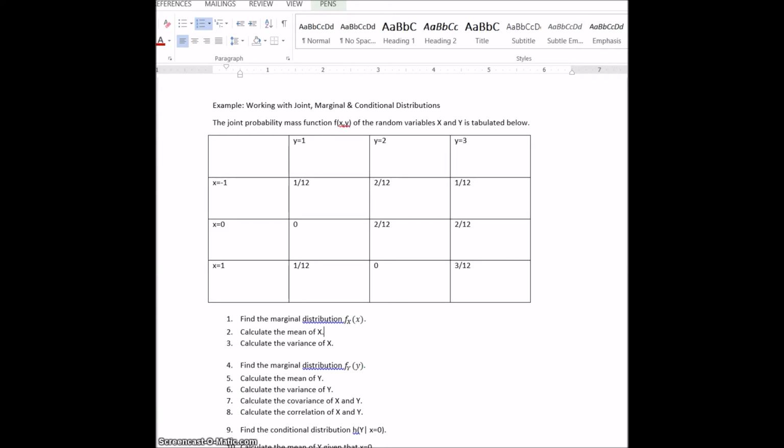Now I'm going to start by finding the marginal distribution, f sub x, of x. So x can take on the values -1, 0, and 1. And what I'm going to do is figure out, okay, if I know nothing about y, what is the probability that it takes on each of those values? That is the marginal distribution of x, f sub x of x.